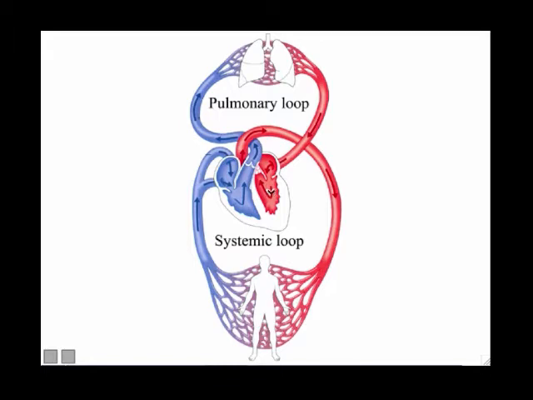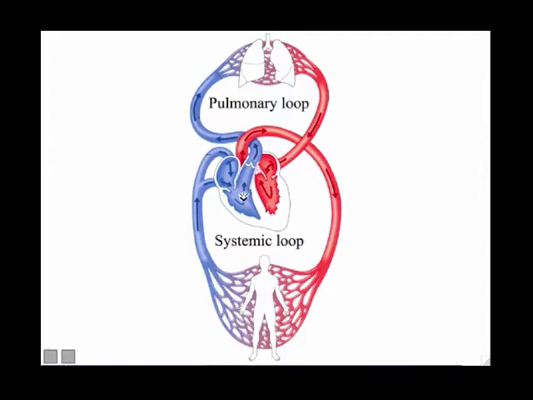After the atria have done their job of filling up the ventricles with the blood, now it's time for the ventricles to contract. So after each ventricle is filled by the atrium, the ventricles contract in sync with each other. The left and right ventricles contract simultaneously, and that is what expels the blood out of the heart into the pulmonary loop and the systemic loop.